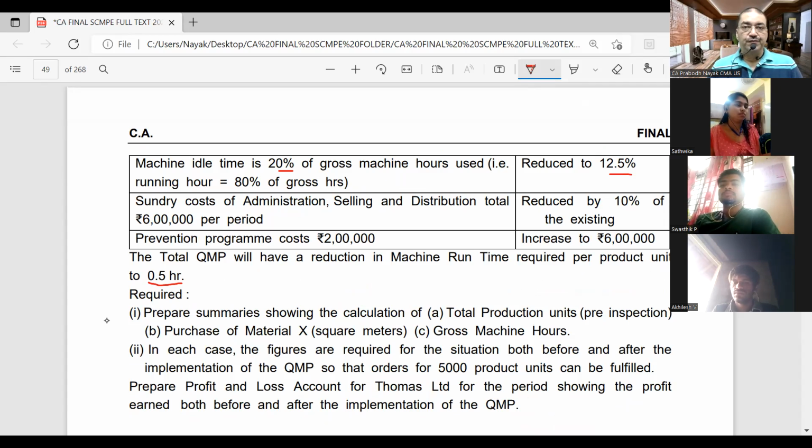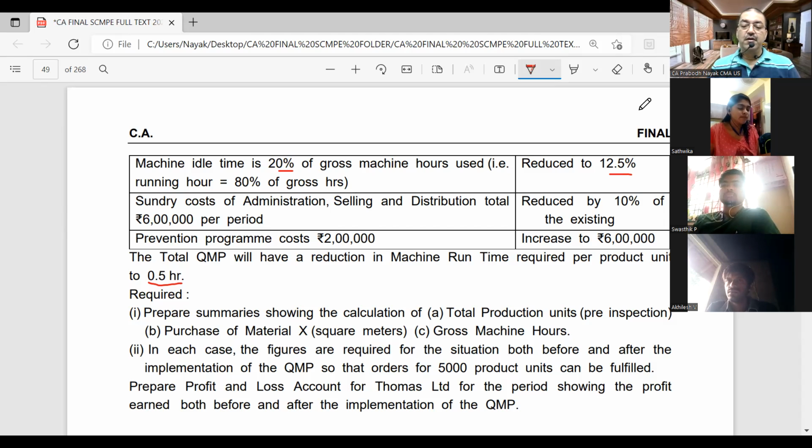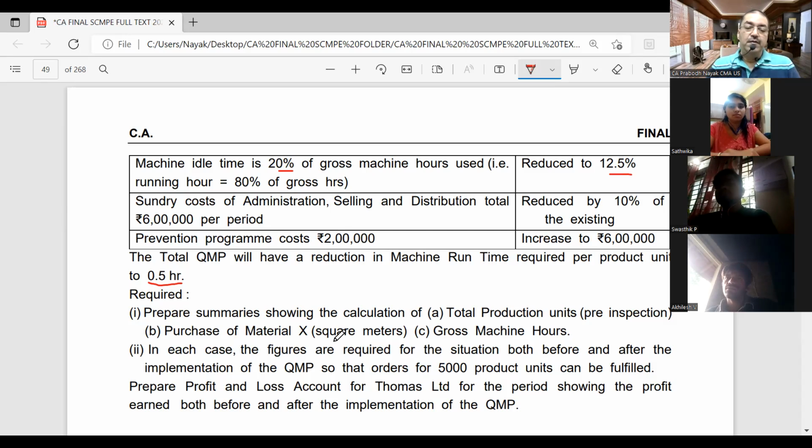What you are required to do? Prepare summaries showing the calculation of number one, total production units pre-inspection. Pre-inspection. That means before inspection. And second is you are going to do purchase of raw material X in square meters. How much you are going to purchase. And third, you are going to show calculation of gross machine hours. Okay, that is the first part. So three calculations you have to do.